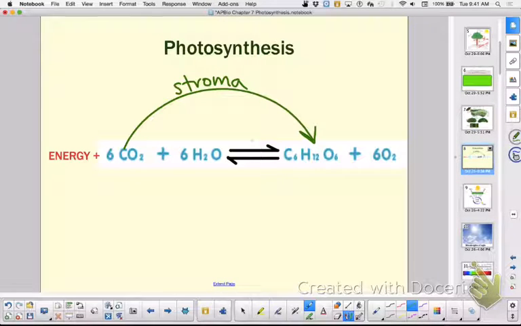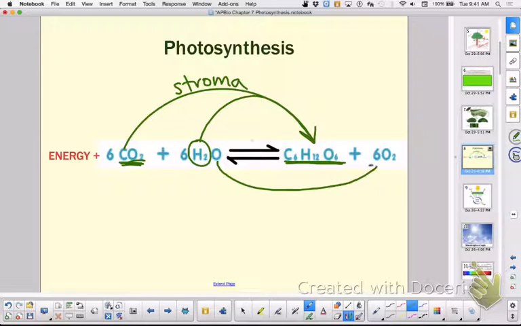Okay? Now, in order to do this, CO2 is gaining what? What is it gaining here? Hydrogens. Where do you think those hydrogens are coming from? Do you see that? The hydrogens from water are given to CO2. What's then left over right here? Oxygen.